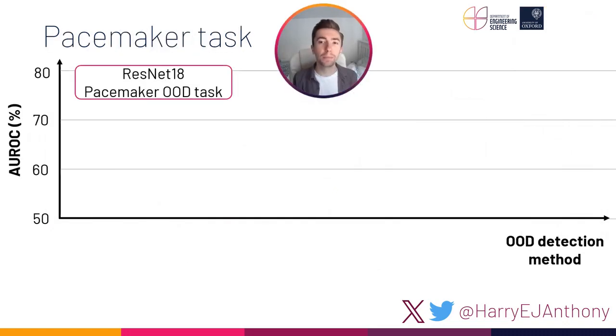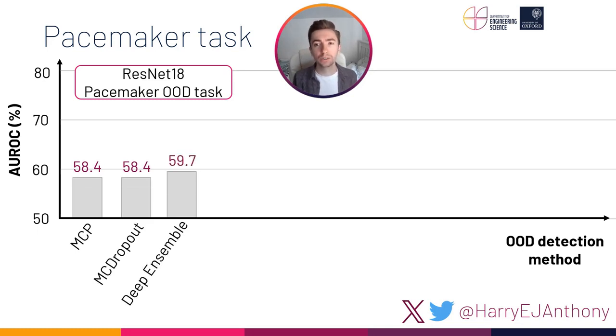Now we can compare results on the pacemaker task to our other post-hoc out-of-distribution detection benchmarks. I won't go through each method individually due to time constraints, but here we have maximum class probability, which is the baseline. However, it does not perform very well, it's only 58%. We see similar results for Monte Carlo dropout and deep ensembles, where in the latter we use 3 seeds per k-fold. We do see a notable improvement with ODIN.